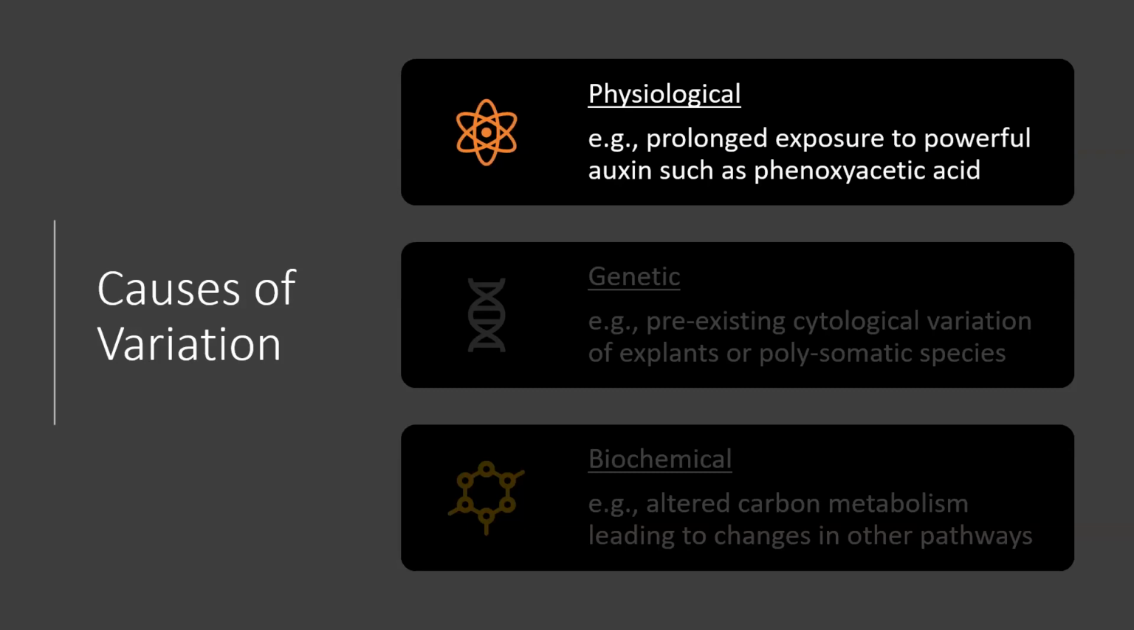Variations induced by physiological factors were identified quite earlier. Such variations are those induced by habituation to plant growth regulators in culture and culture conditions, and are often epigenetic. They may not be inherited in Mendelian fashion. Prolonged exposure of explanted tissue to powerful auxin, such as phenoxyacetic acid or 2,4-D, often results in variation among the regenerants.